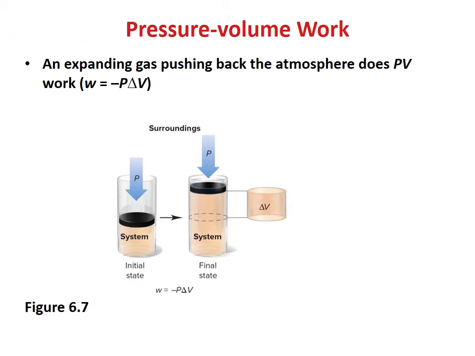How do we calculate work? Suppose we have a cylinder with a movable wall under constant external pressure. If we let the system expand to push back the atmosphere with volume change delta V, the system does work on the surrounding. This work is called pressure-volume work, or PV work. The equation to calculate it is negative pressure times volume change. The negative sign is consistent with the chemistry convention that if the system does work on the surrounding, work should be negative.